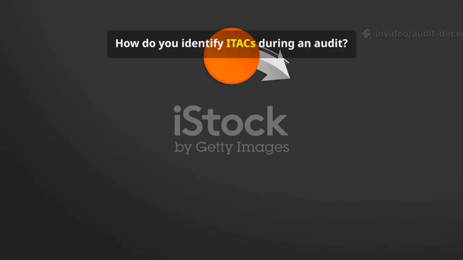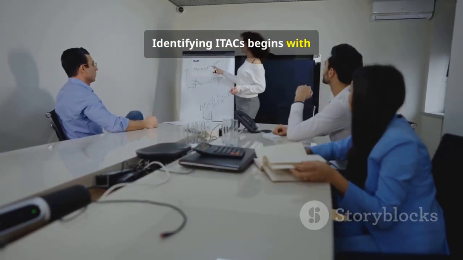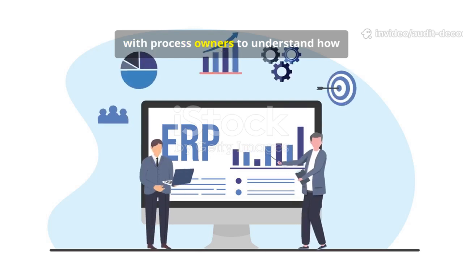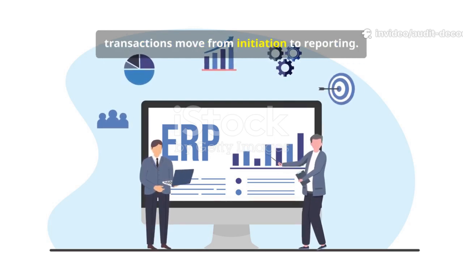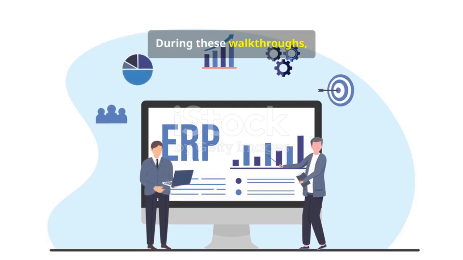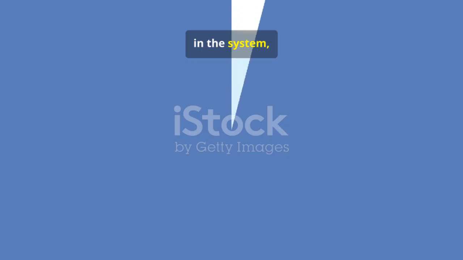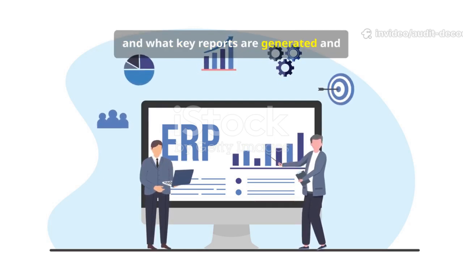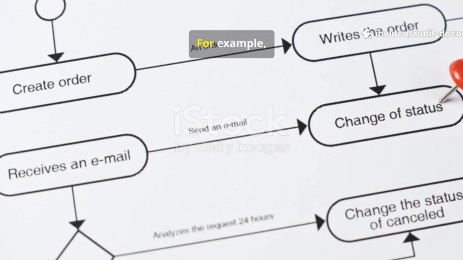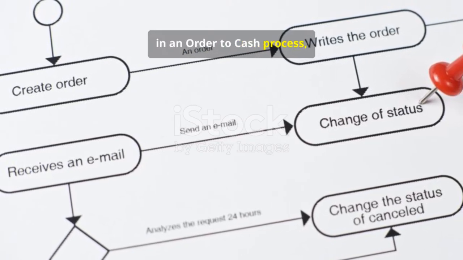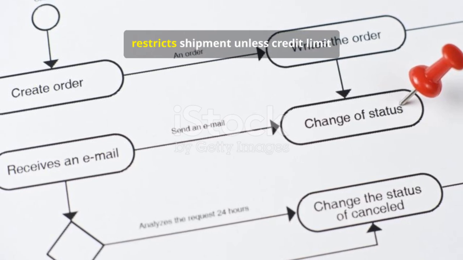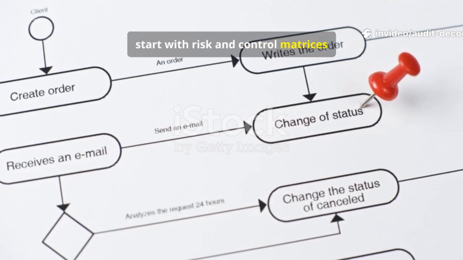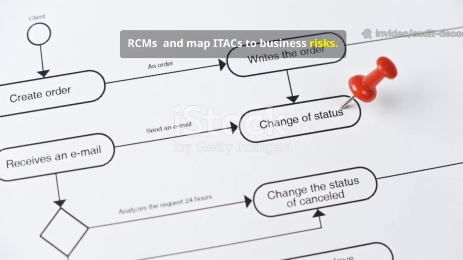5. How do you identify ITACs during an audit? Identifying ITACs begins with understanding the business process flow. Auditors typically perform walkthroughs with process owners to understand how transactions move from initiation to reporting. During these walkthroughs, you identify where automation occurs in the system, what system validations or checks happen automatically, and what key reports are generated and used for controls. For example, in an order-to-cash process, you may identify an ITAC like system restricts shipment unless credit limit is approved. The best approach is to start with risk and control matrices, RCMs, and map ITACs to business risks.